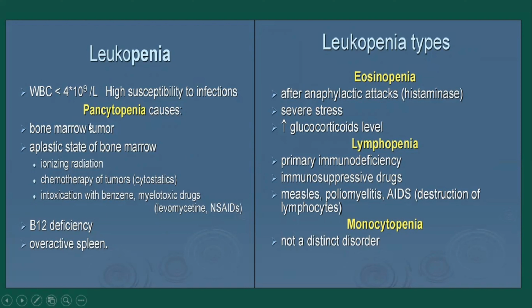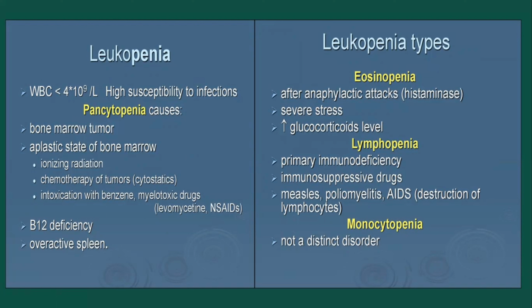Pancytopenia causes include bone marrow tumor, aplastic state of bone marrow due to ionizing radiation, and chemotherapy of the tumors, and intoxication with benzene or myelotoxic drugs like NSAIDs and chloramphenicol. Other causes of pancytopenia are B12 deficiency and overactive spleen.